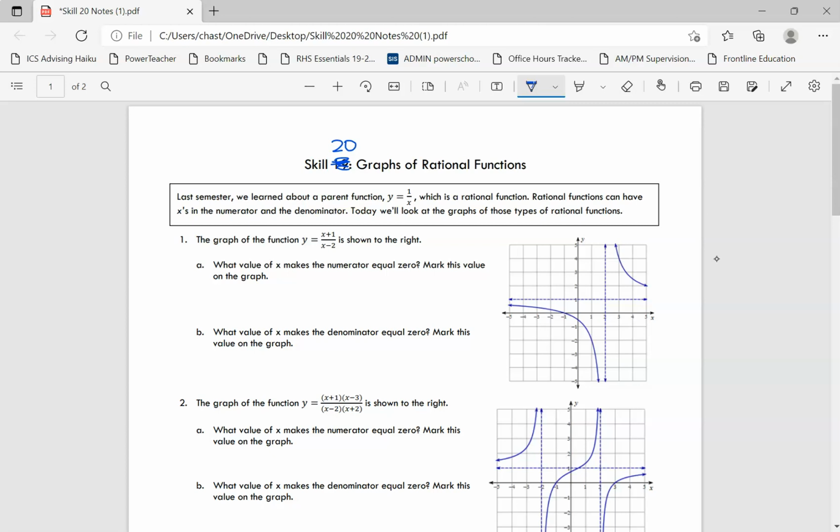So last year we learned about the parent function y equals 1 over x, which is a rational function. Rational functions can have x's in the numerator and the denominator. So today we're going to look at the graphs of those types of rational functions.